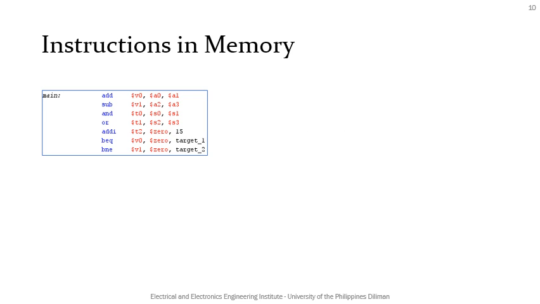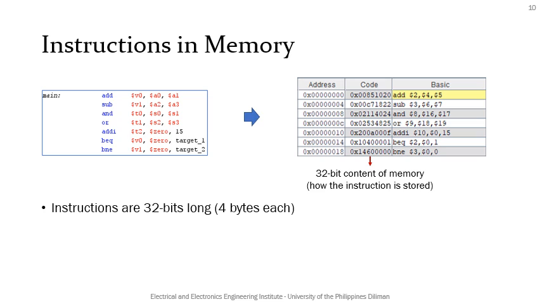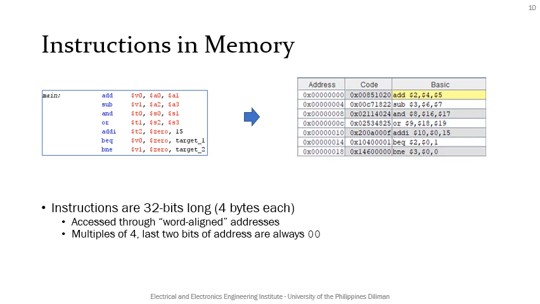Say we have this assembly program. This program will be stored in this manner. Since instructions are 32 bits, or 8 hex characters, or 4 bytes, the instructions will occupy 4-byte addresses that are word aligned. These addresses are multiples of 4 and end in 00 when written in binary. However, in hex, the last characters must either be 0, 4, 8, or C.